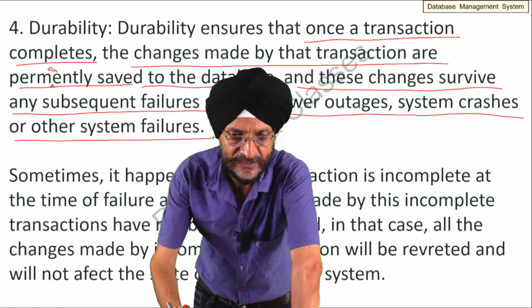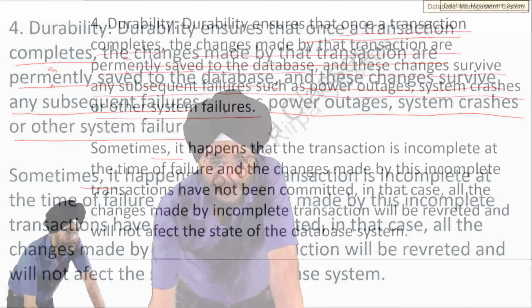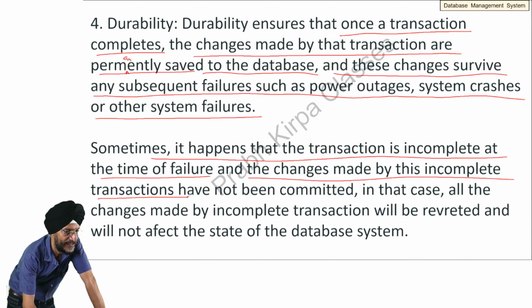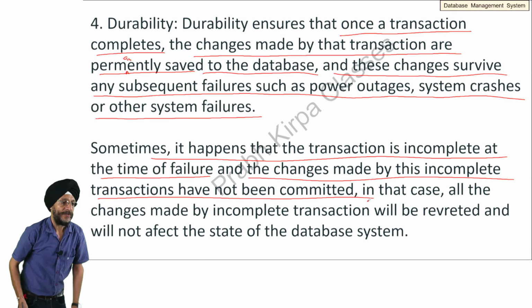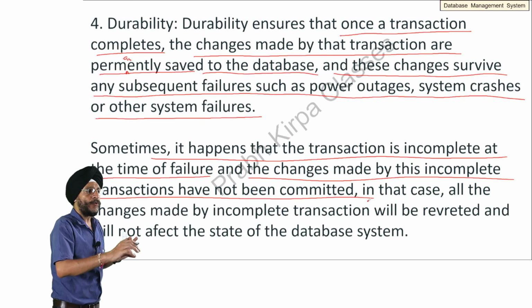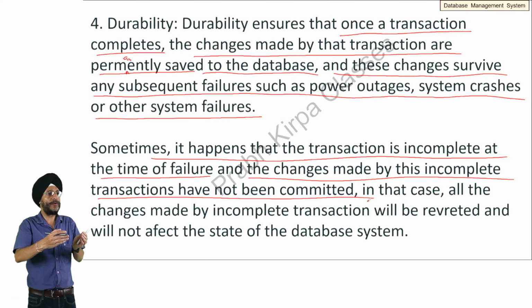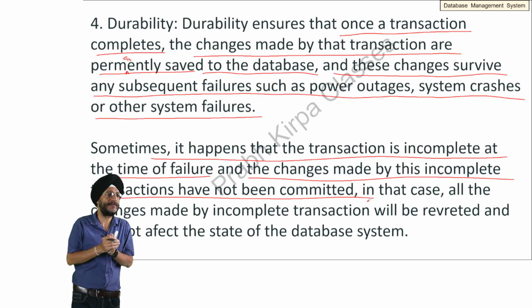Let us read what is written here. Sometimes it happens that the transaction is incomplete at the time of failure, and the changes made by these incomplete transactions have not been committed. Committed means saved to the database. It means that a transaction is, suppose, going on. There are many operations which have to be performed in the transaction.